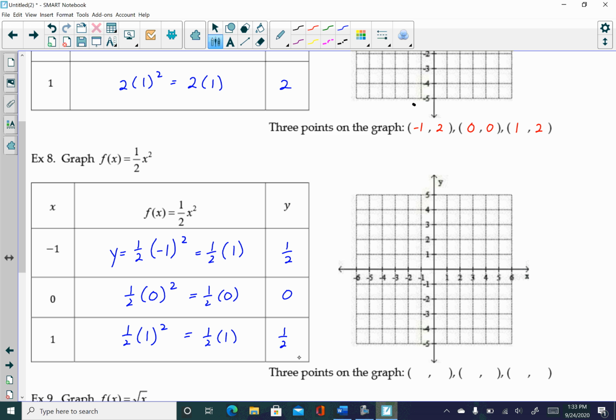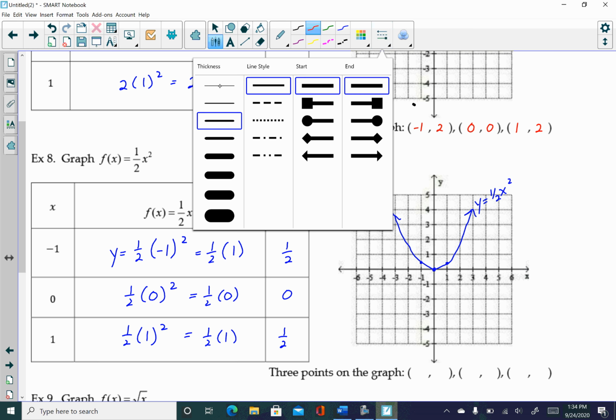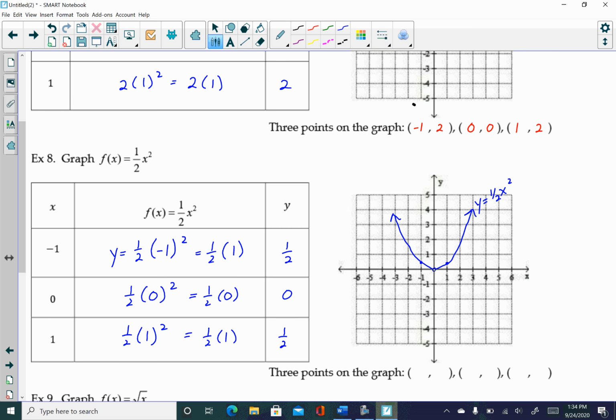So now we plot (-1, 1/2), (0, 0), (1, 1/2). So now here's our new graph. It's kind of gotten a little wider here, right? This is our graph of y equals 1/2 x squared. Let me do the same thing I did for you before. Let's graph y equals x squared on the same spot. So (0, 0) they share. This was (1, 1), (-1, 1). So it kind of looked like this.